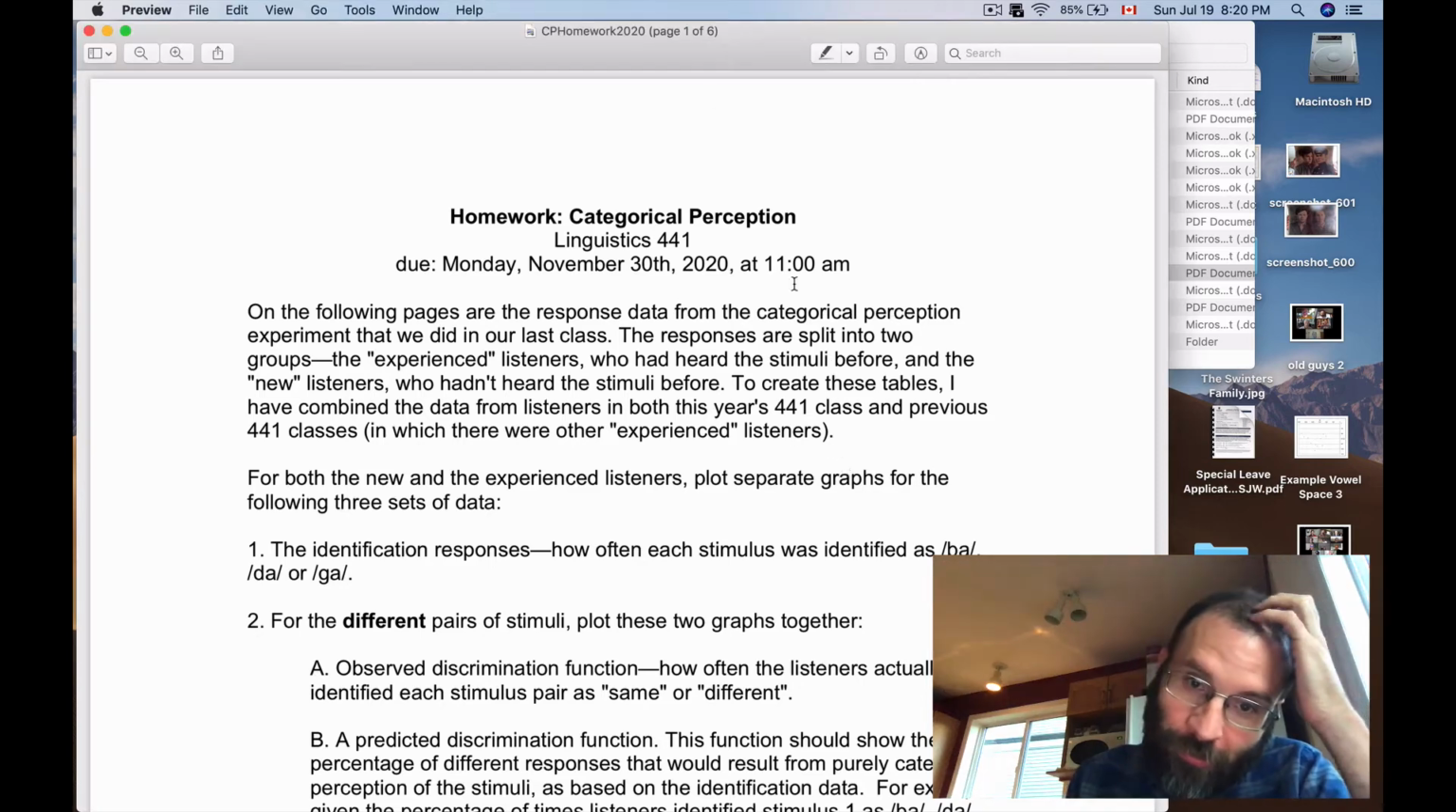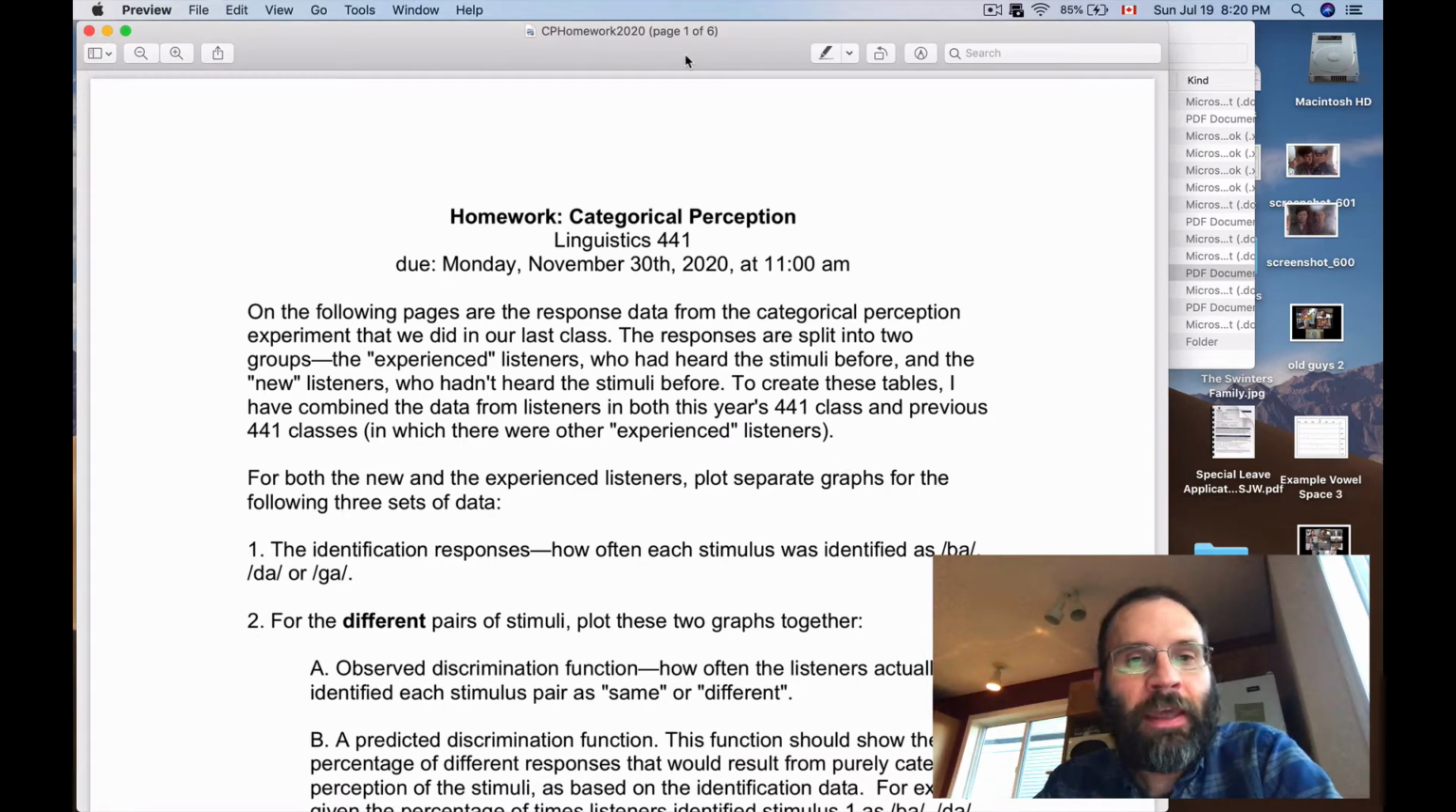Okay, Ling 441, I just want to walk you through the categorical perception homework, which is going to be due on Monday the 30th. So this is going to be based on the mini categorical perception experiment that you're supposed to do at home, that we normally do in class.